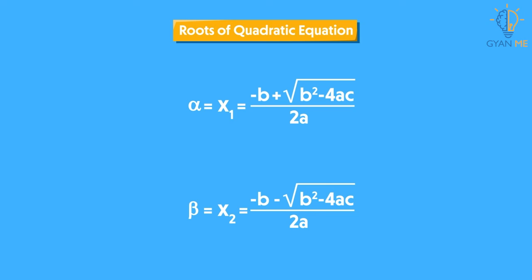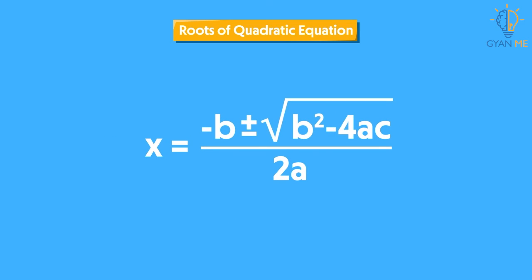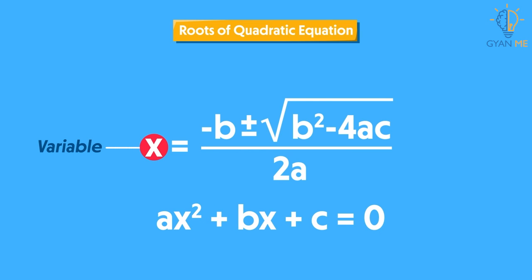So what we have learned is how we can find roots alpha and beta for any given quadratic equation directly by using this quadratic formula. As you can see here, alpha and beta are roots, that is, values of x at which equation becomes 0. So in general, we can write this formula as x is equal to minus b plus or minus under root b square minus 4ac upon 2a, where x is the variable of given quadratic equation.